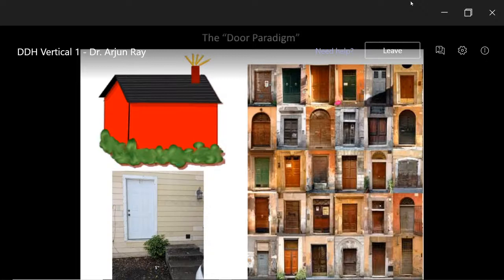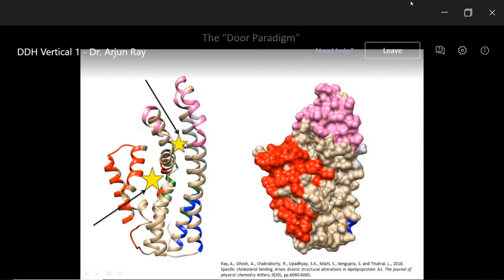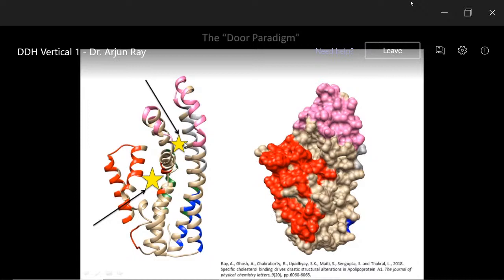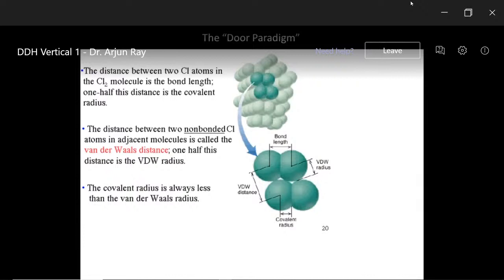So here would be a more realistic idea of this door paradigm. You see here is a protein, and there are these two sites which would seem very accessible, and one can imagine some drugs sitting in these regions. Now, what if I said that this is the more realistic picture of this protein, and this representation is the surface representation. So this is to deal with the van der Waals distances.